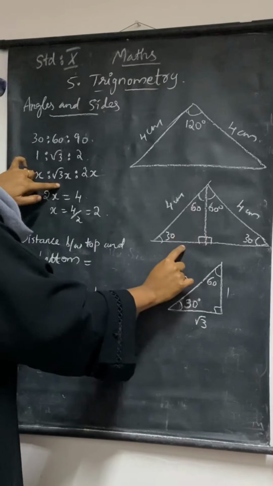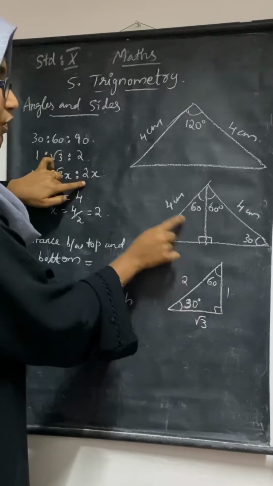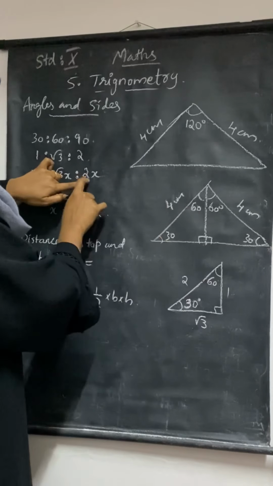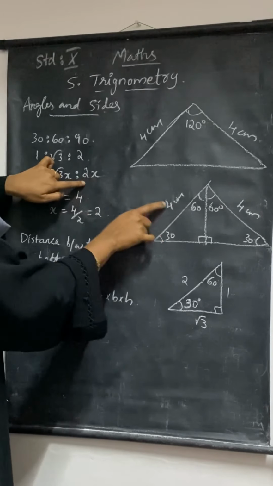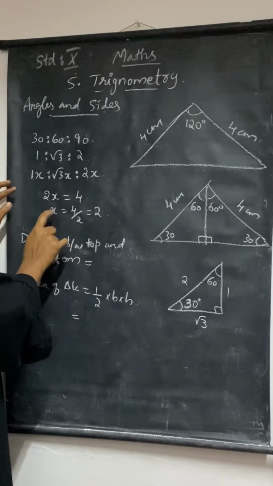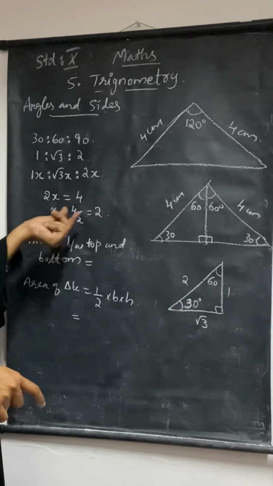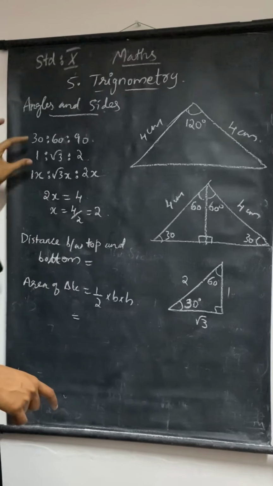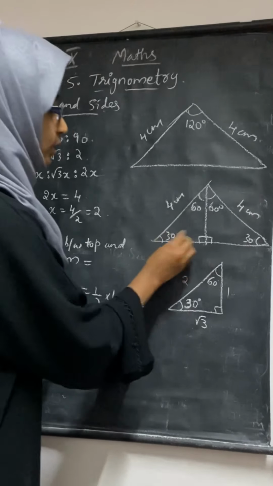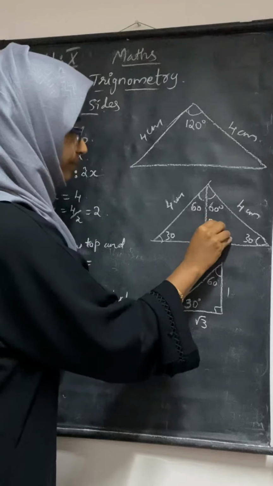60 is opposite, not given. Whether 90 is opposite given? 90 is opposite given, 4. That is, 2x is equal to 4. So 2x is equal to 4, x is equal to 4 by 2, you will get 2. That means 1x is equal to 2. 1x means which one? 30 is opposite. 30 is opposite will be 2 you will get.